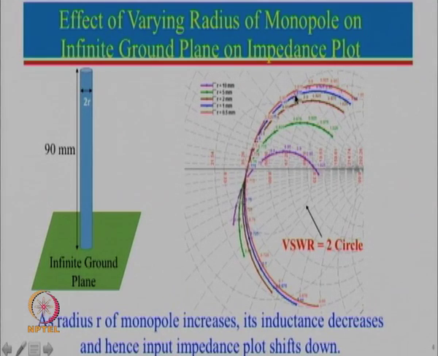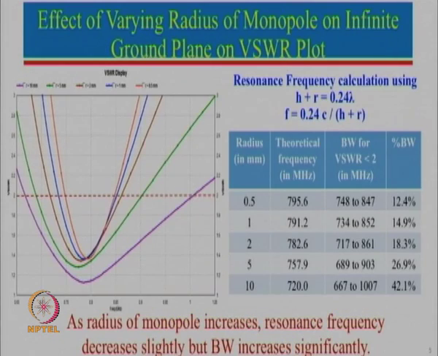As we keep on increasing the thickness, we can see that it is shifting down, because for a thin diameter inductance is large, for a thicker diameter inductance will reduce, and if inductance is reducing, the whole curve is shifting down. So, this tells us the effect on the impedance. Let us see what is the effect on the frequency as well as on the bandwidth.